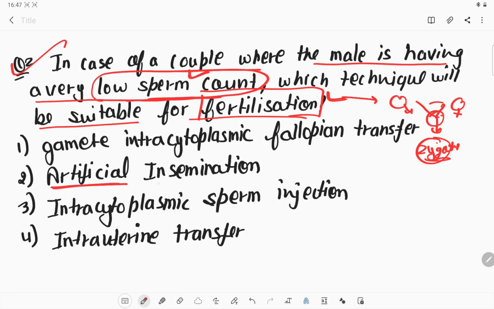So in this case we can use artificial insemination. That means all these sperms will be collected from the male body and directly injected into the female body, into the uterus, so that there will be less chance of sperm loss during the whole process. So we gather all these sperms and inject them into the female body. This is what artificial insemination is. So this can also work in this case. So option 2 will be the correct answer.